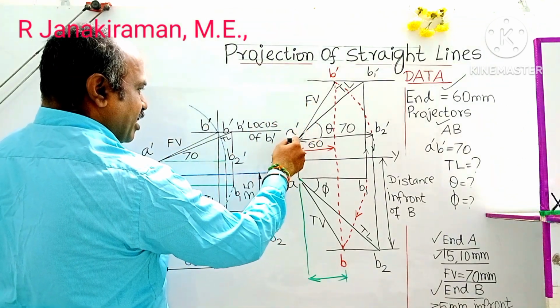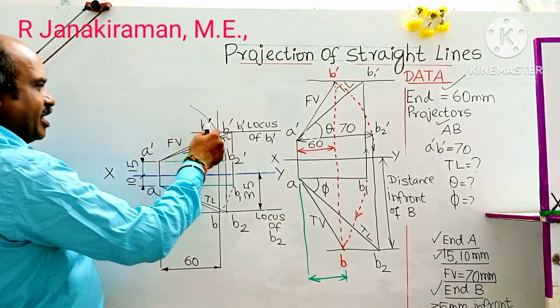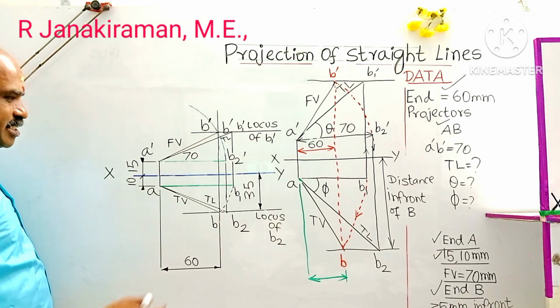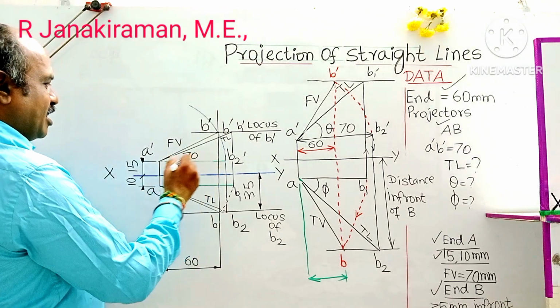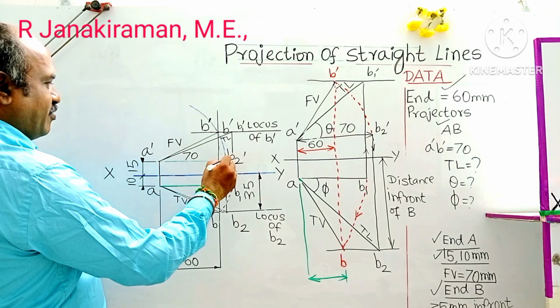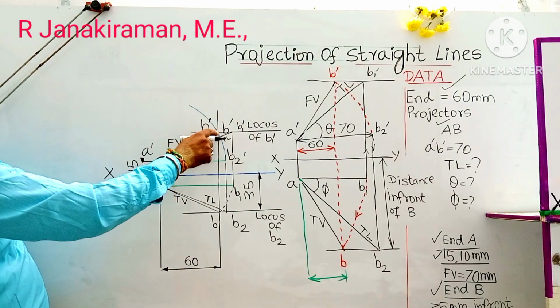This is the end projector, joining A dash and A; similarly, B dash and B. The gap is called the end projector distance, given as 60 mm, with this as the input. This is the front view length. A dash B2 dash will be the same as A dash B dash. It's the final front view A dash B dash.